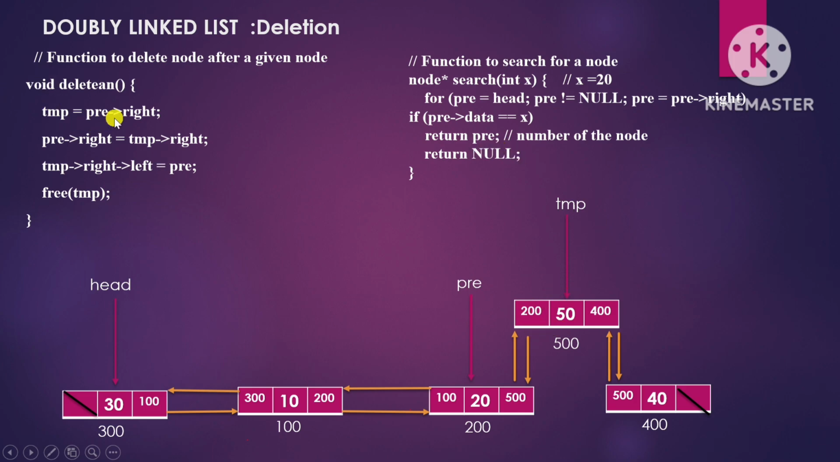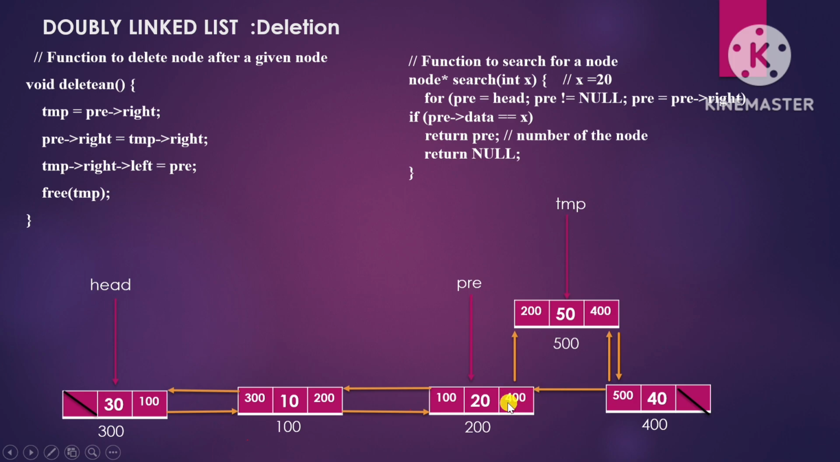இங்க temp equal to pre right. Pre right வந்து 500. 500 is stored in temp. Temp is pointing this 500. இப்போ pre right equal to temp right. So இதுதான் pre உடைய right, இதுதான் temp உடைய right வந்து 400. இந்த pre உடைய right ல temp உடைய right இந்த 400 வந்து இங்க store பண்றேன். So 400 இங்க store ஆயிட்டு link இங்க உருவாயிடுச்சு.